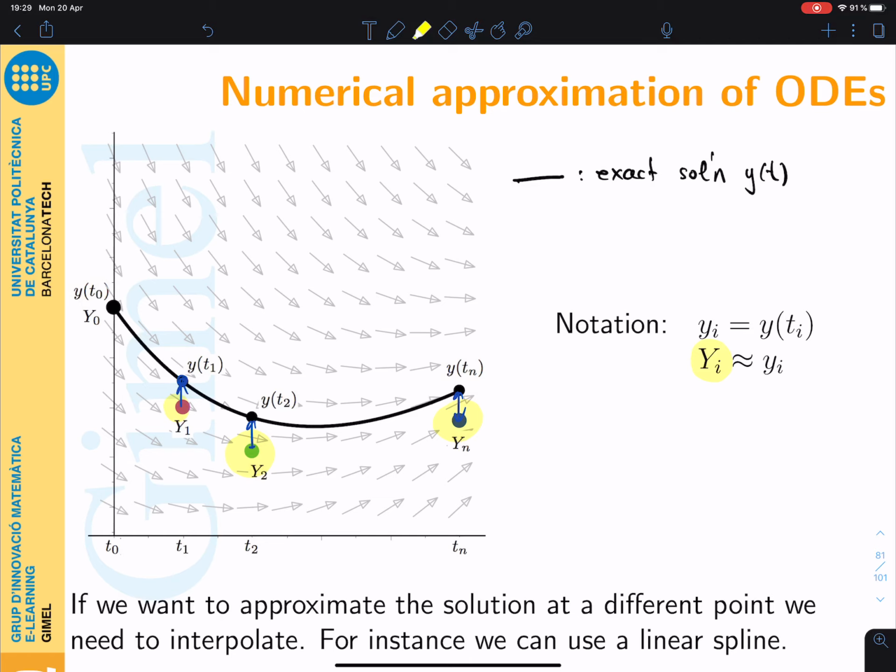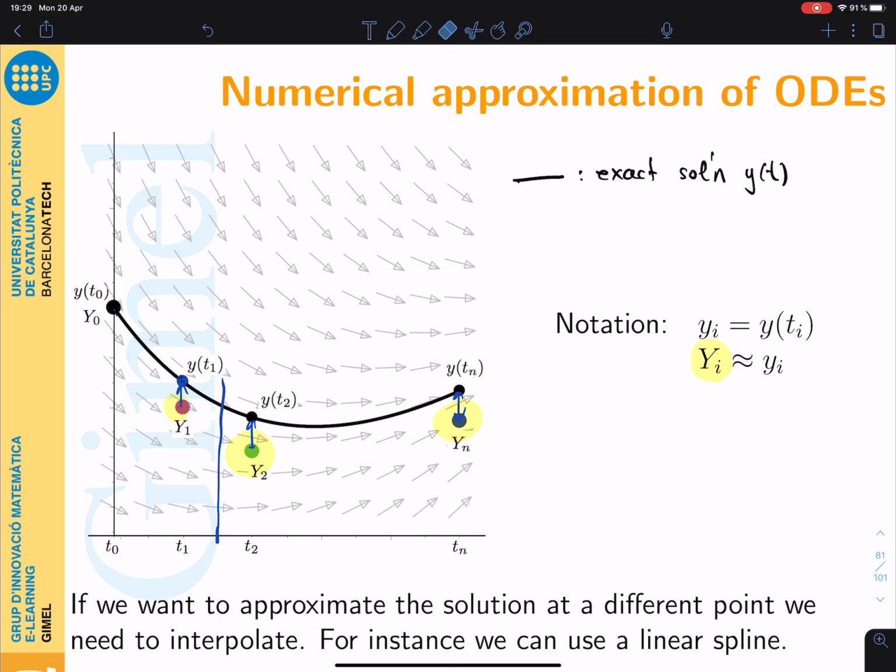Okay. What if I want to find the solution, I don't know, in an intermediate point like this one? How will I approximate the solution here? What's the value? Well, then you can use what we explained in the curve fitting topic. You can use, for example, a linear spline to connect y0 and y1, y1 and y2, and so on.